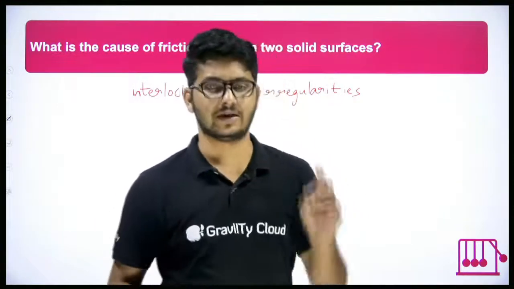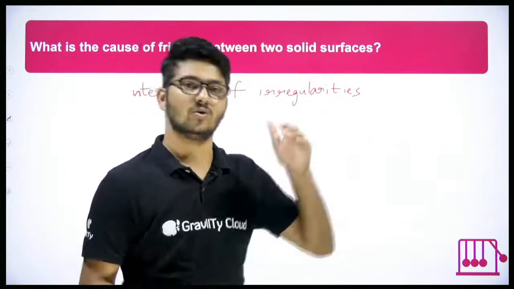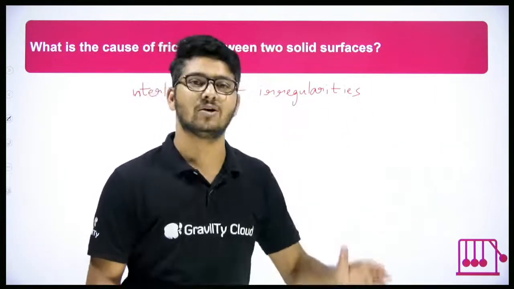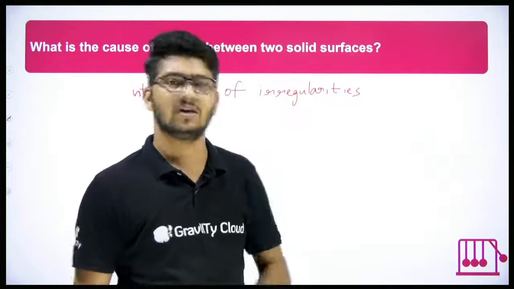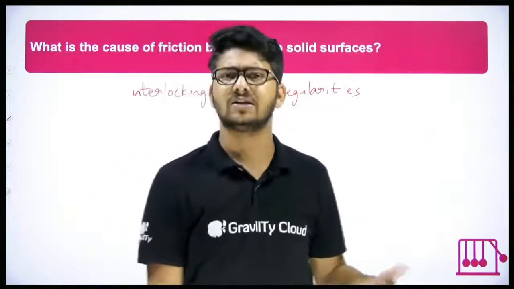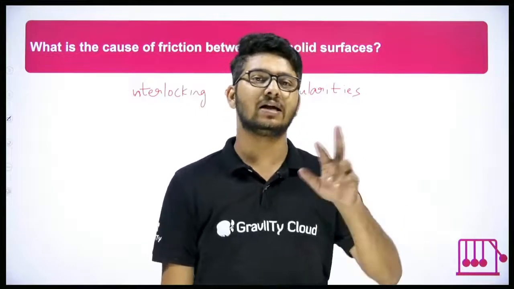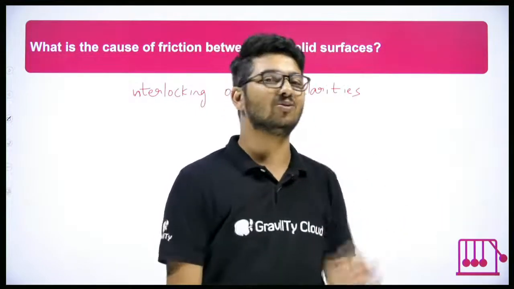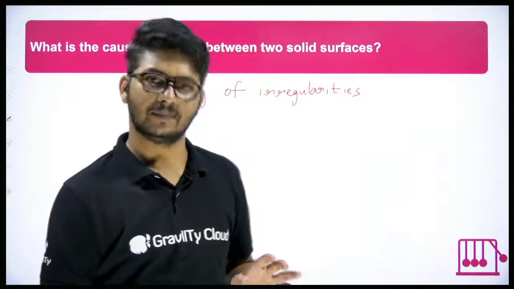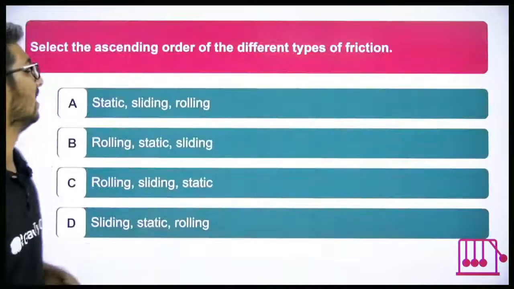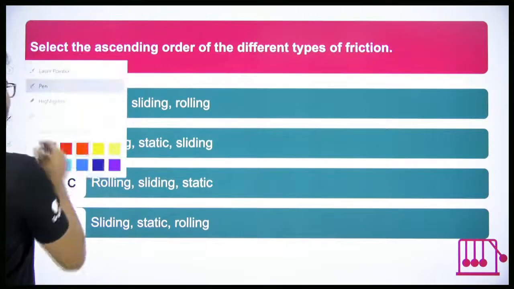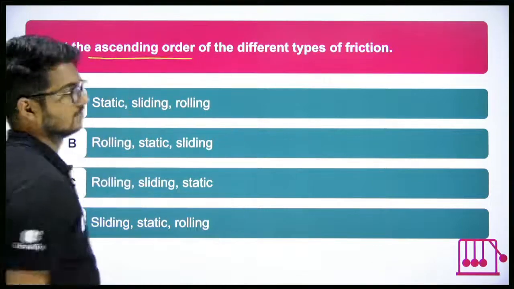Simple. Okay, 2 points. One, you say that every object will be rough, will have irregularities on the microscopic scale. First point. Second point is, when two objects are in contact, the irregularities interlock and it will lead to friction. Simple? Good. Next. Select the ascending order.